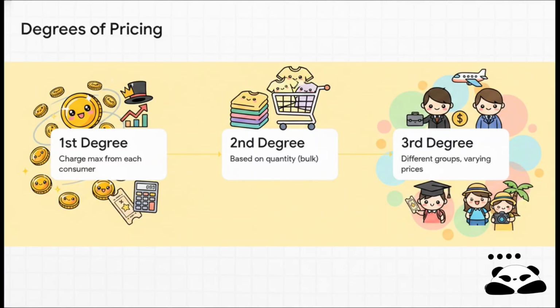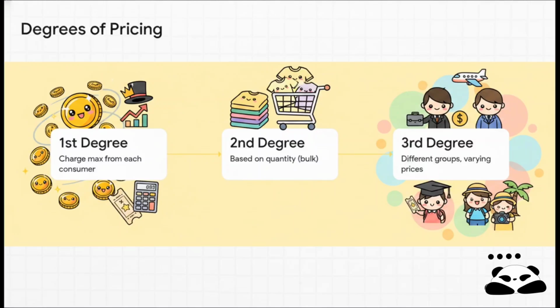First degree, actually that one's pretty rare, it's charging the absolute maximum each individual consumer is willing to pay. Second degree is pricing based on quantity, kind of like giving a bulk discount if you buy a dozen shirts. But third degree, that's the most important one for your exam. This is when you charge entirely different groups completely different prices. Think about movie theaters offering student discounts, or airline pricing where a business traveler pays way more than someone going on vacation.